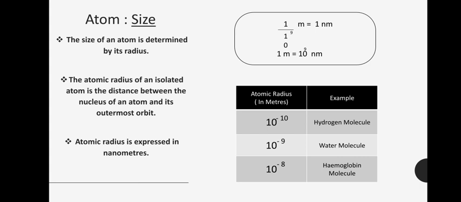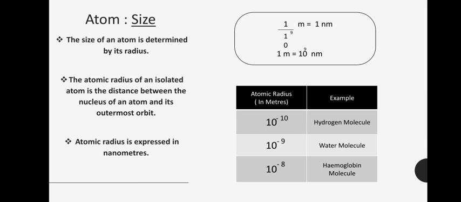So, approximately, if you see the size of a hydrogen molecule or a water molecule or a hemoglobin molecule, its atomic radius is given as 10 raised to the power minus 10, 10 raised to the power minus 9, or 10 raised to the power minus 8. That is for hemoglobin molecule. So, we can determine that it's quite small, right? If you determine it in meters, it goes to 10 raised to the minus 8, 10 raised to the minus 9, or 10 raised to the minus 10. Something of that scale. Followed?